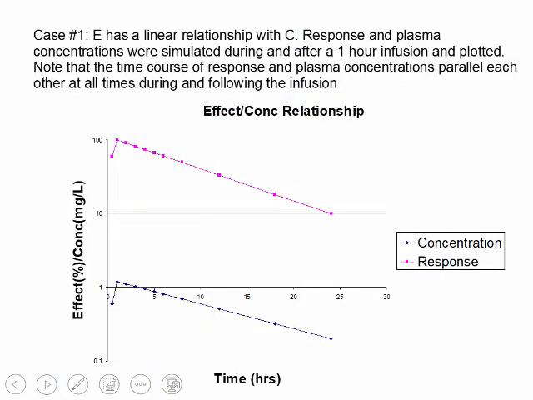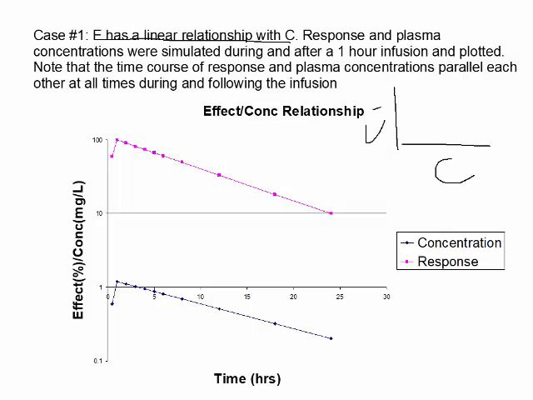Okay. So let's say case number one. Here's case number one. Our effect has a linear relationship with concentration. So what that means is that as concentration increases, our effect increases in a linear fashion. That means we start at concentration of 0, and when our concentration is 0, our effect is 0, and we have this linear relationship, and this slope is going to be Emax over C50 for a linear relationship.